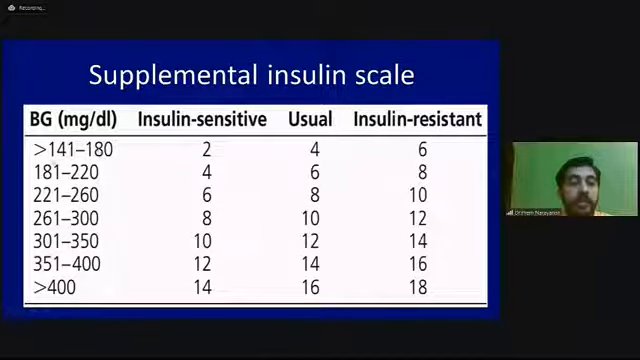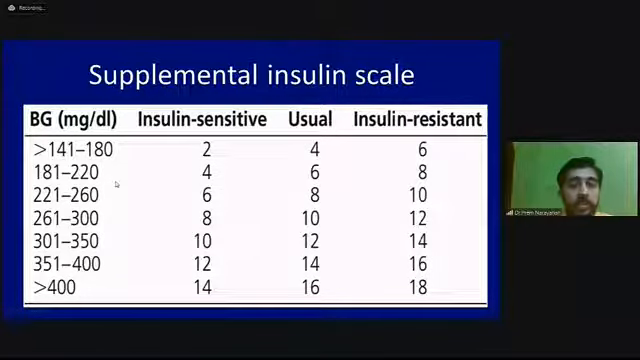You can see here various categories. You can see 3 categories: insulin sensitive, usual, and insulin resistant. If the blood glucose is 140 to 180 and the patient is insulin sensitive, 2 units will be the supplemental dosage. If usual, it will be 4, and for insulin resistant, 6 units will be added to, I am telling you again, the prandial dosage, which is already calculated from the total daily dosage.